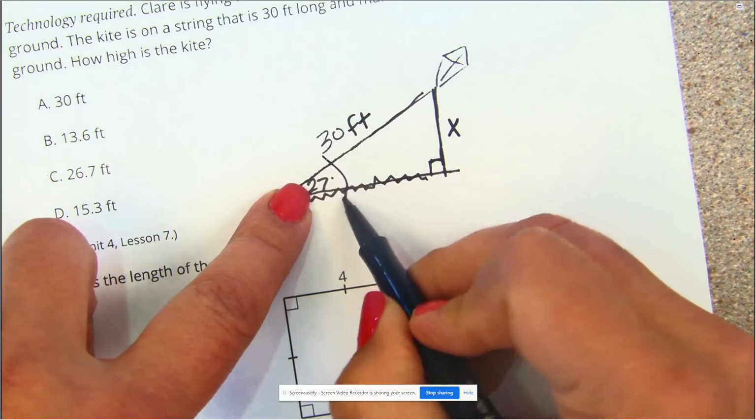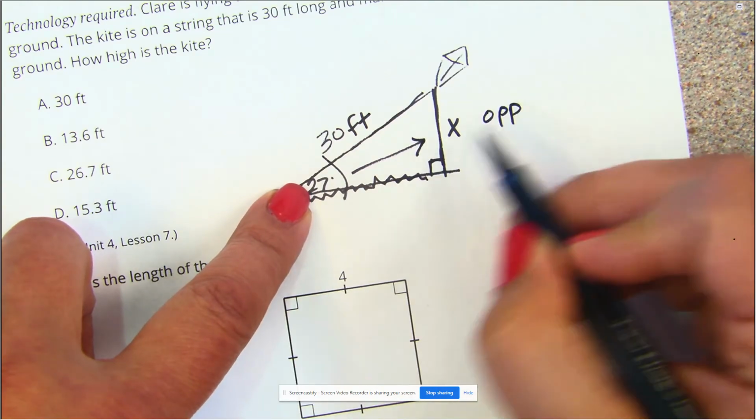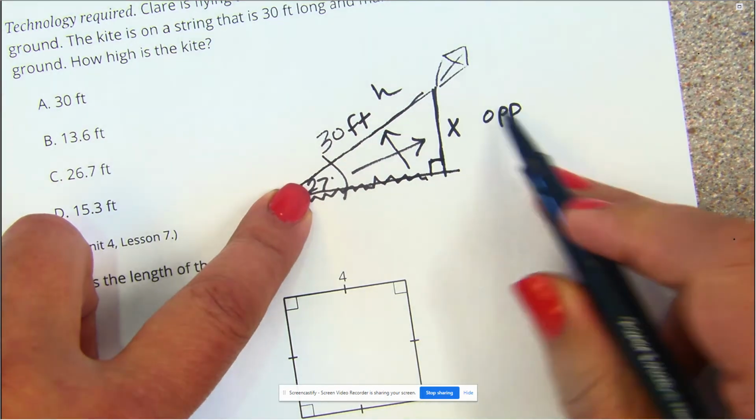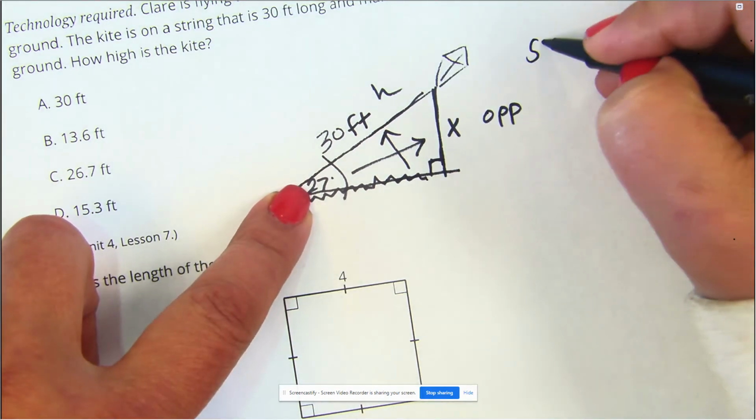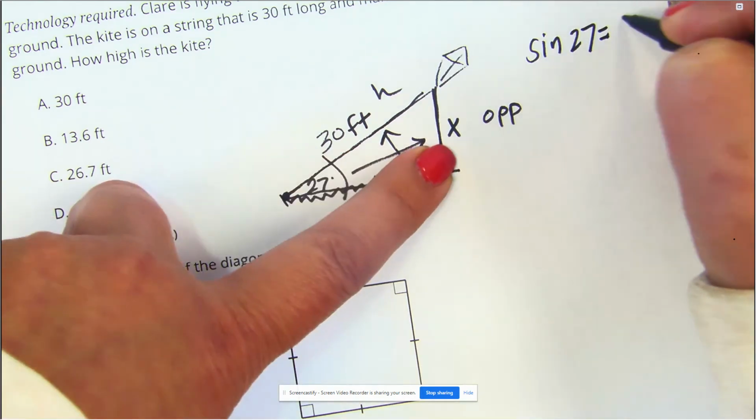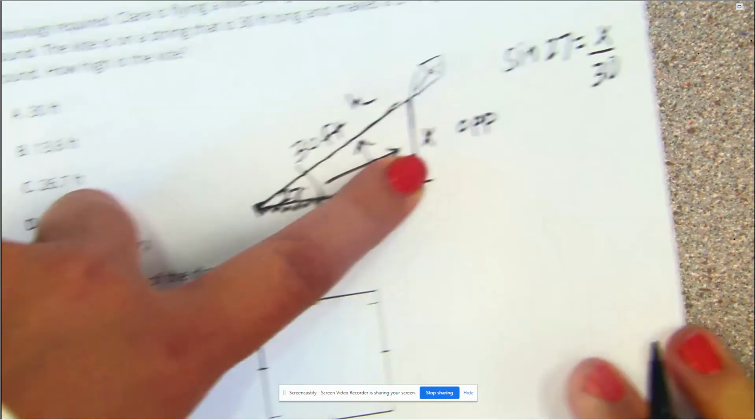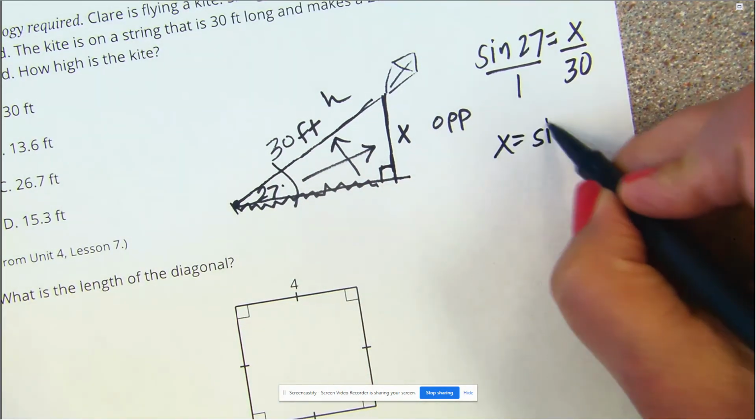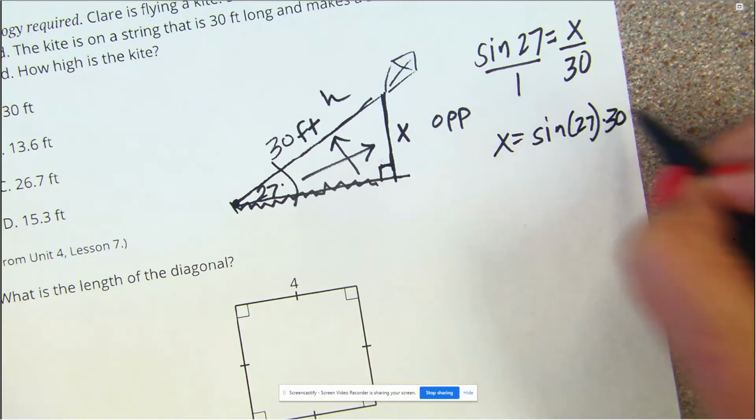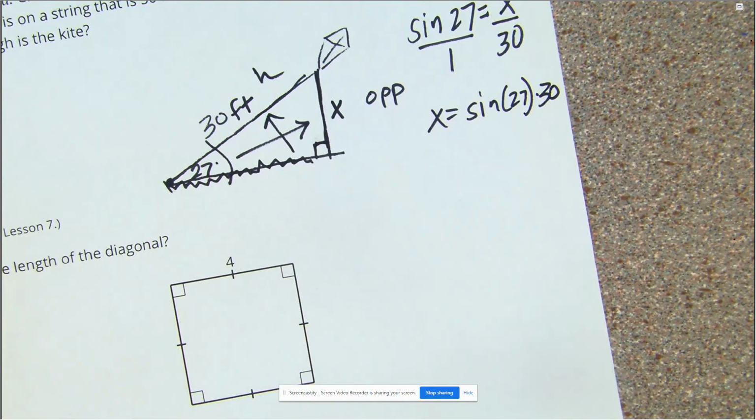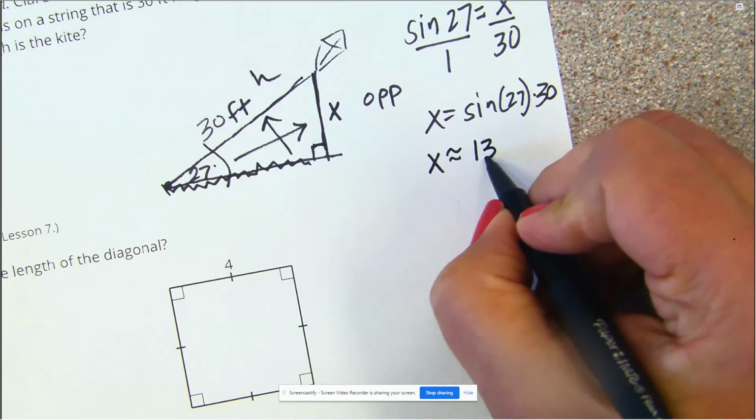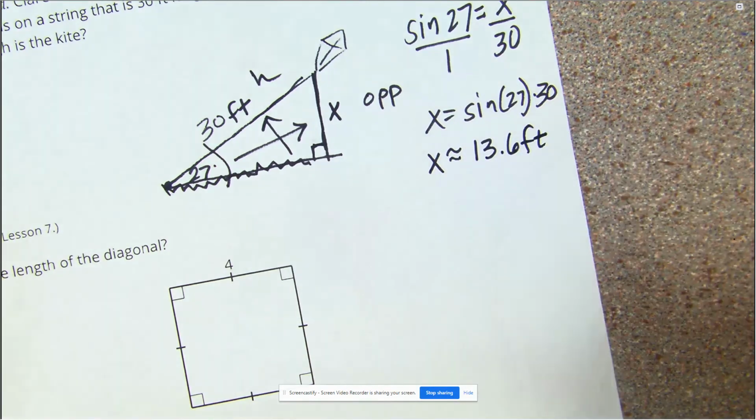Well, with 27, we've got opposite, and this, the string, is the hypotenuse. Which trig function uses opposite and hypotenuse? Sine. The sine of 27 is, I don't know, over 30. Put a 1 under this. So I've got x is equal to the sine of 27 times 30. Go to my calculator. We've got approximately 13.625.